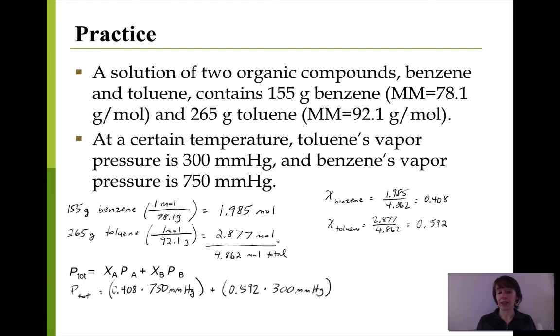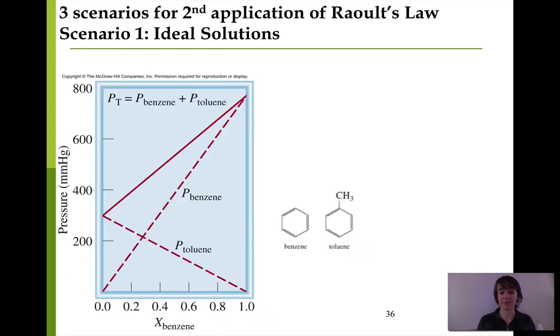So the total vapor pressure is just the mole fractions times those individual vapor pressures, and we end up with about 306 contributed by the benzene and 177 contributed by the toluene, to give an overall vapor pressure of 483.7 millimeters of mercury.